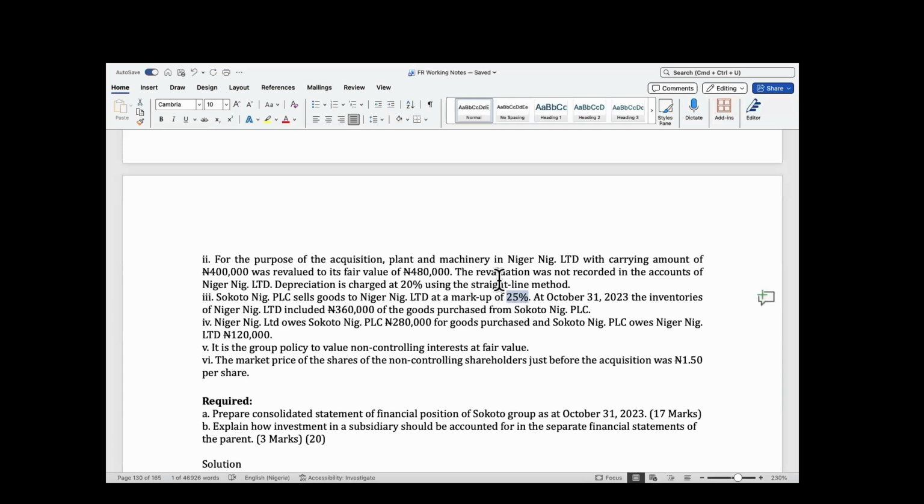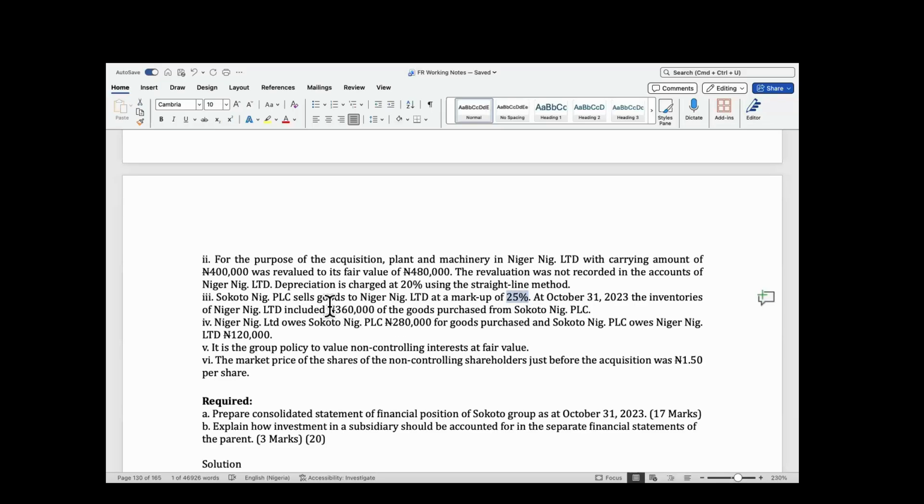So we will need to add profit loading. Whatever this 25% is, we need to increase it so that it can be at the level of this 360, because this 360 includes profit loading. This 360 is at 125%. So if you are given markup, you cannot just say 25% times 360. No. You need to convert that markup to margin. And basically, instead of doing 25 over 100, you are going to do 25 over 125.